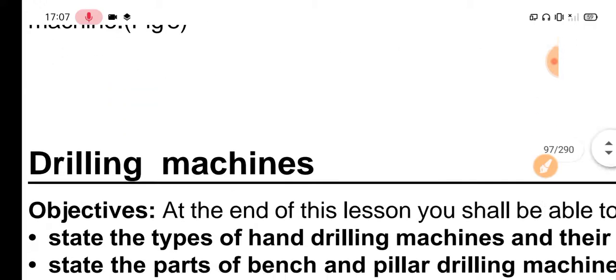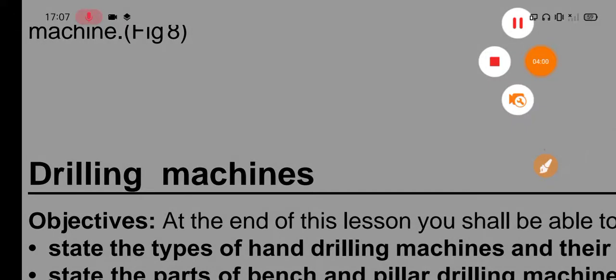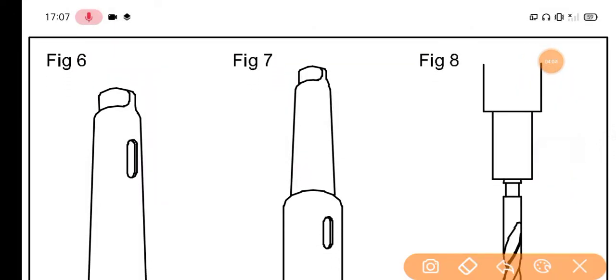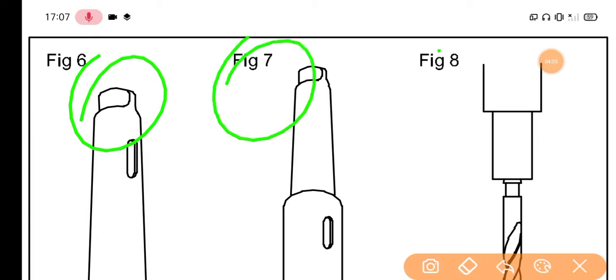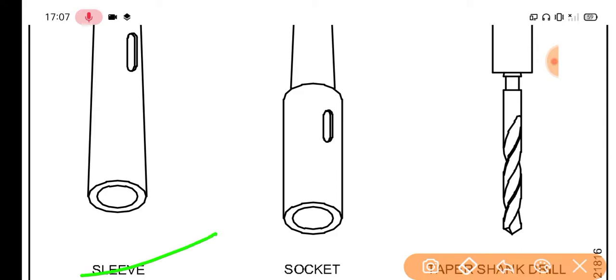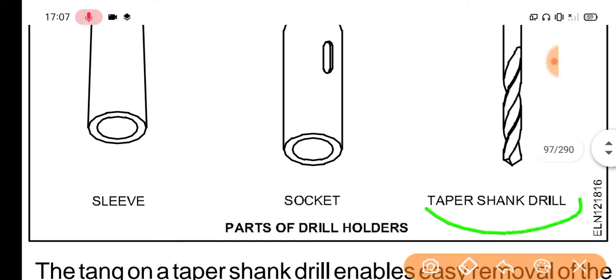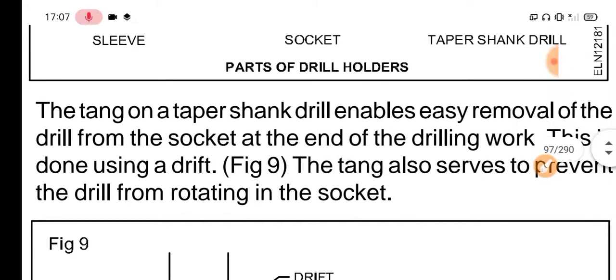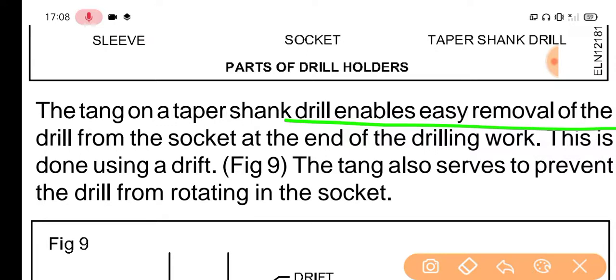Picture 8. Given pictures 6, 7 and 8, this is the sleeve, this is the socket, and this is the taper shank drill. Parts of drill holders. The tang on a tapered shank drill enables easy removal of the drill from the socket at the end of the drilling work.